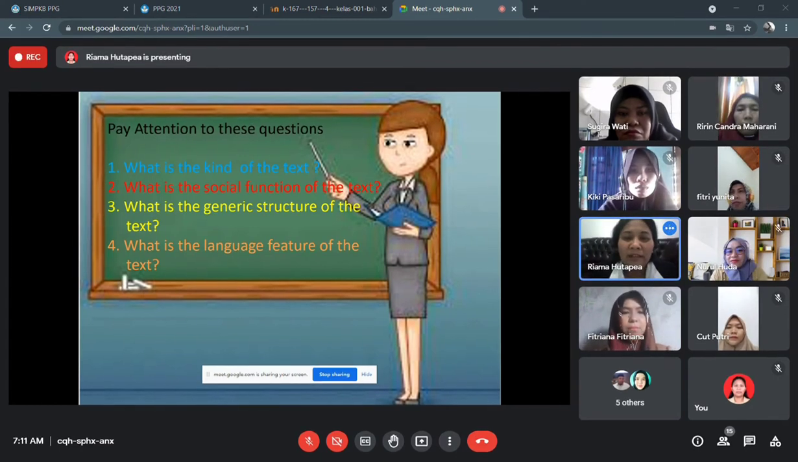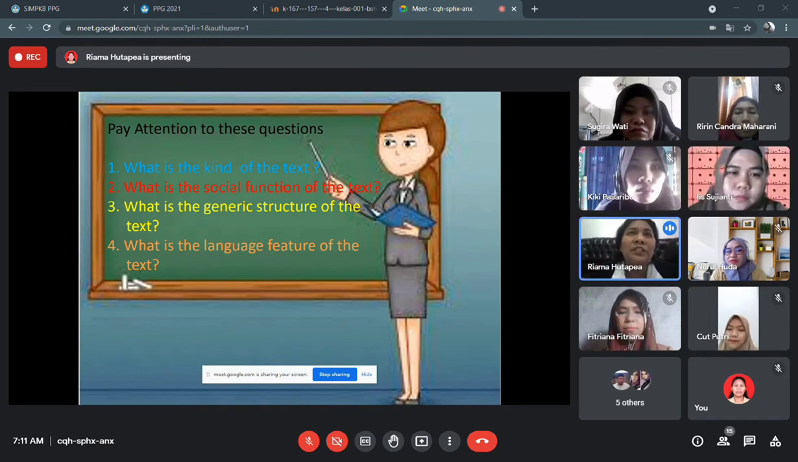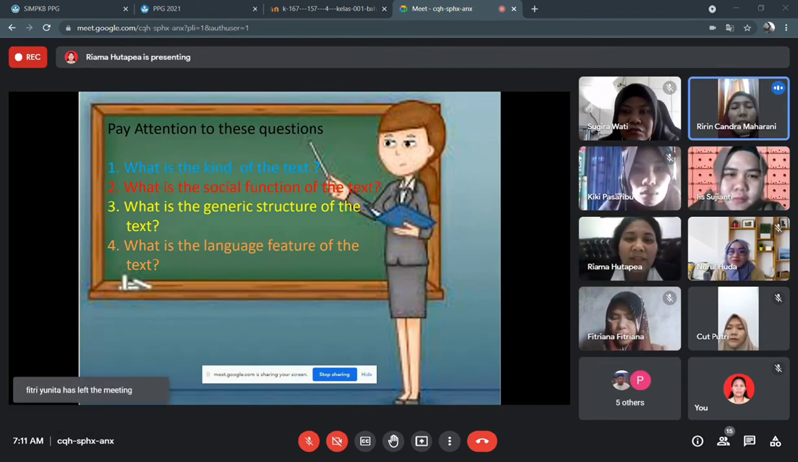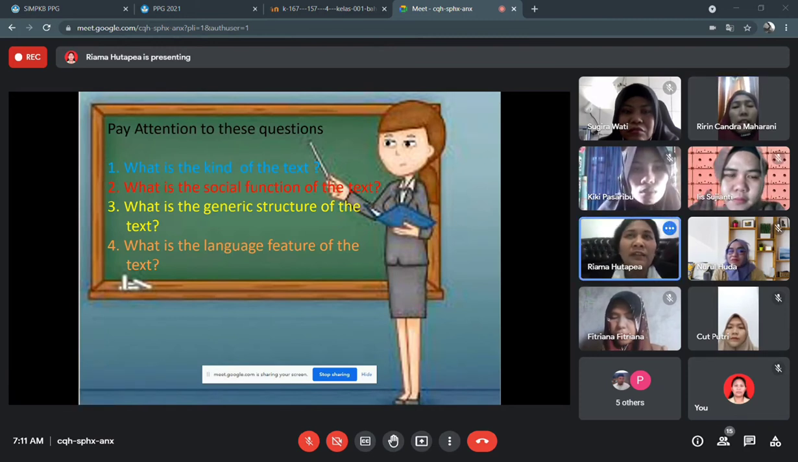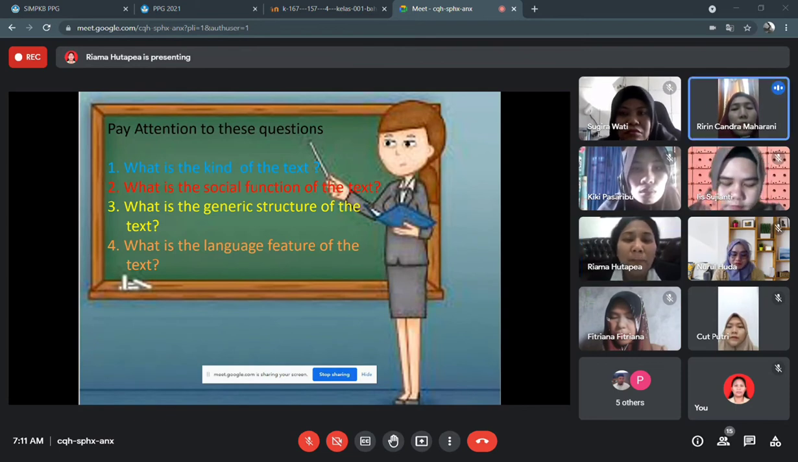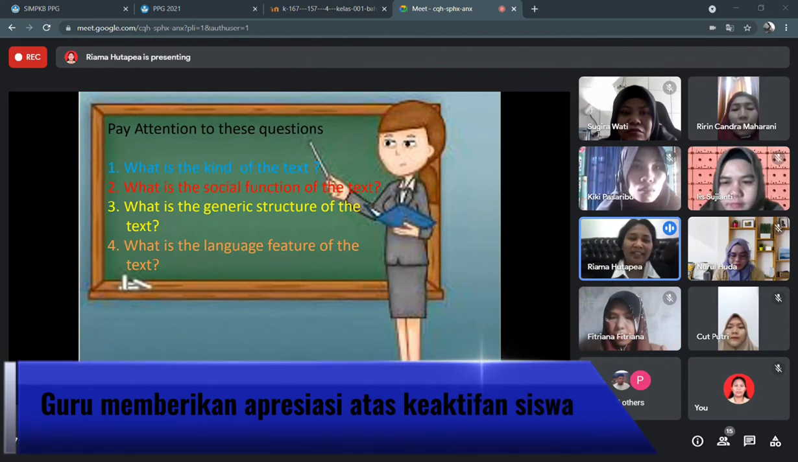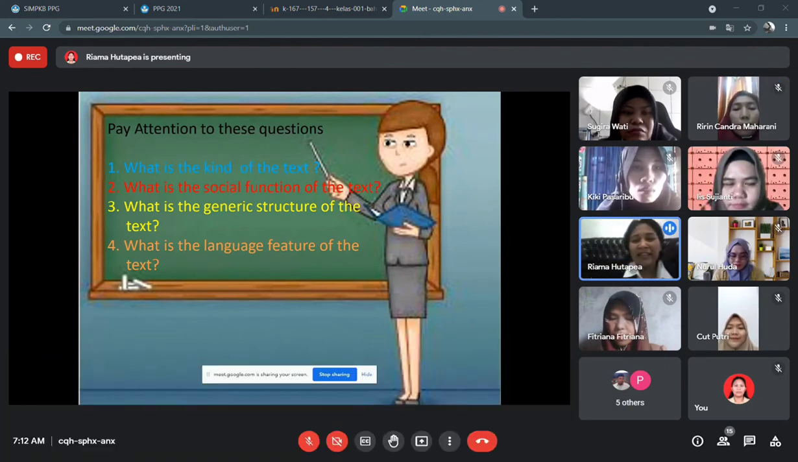Any more question? Okay, I want to ask Iis. Yes, Mam. What purpose of the descriptive text? I don't know, Mam. Ririn. Yes, I can help Iis. Can you repeat the question, Mam? What is the purpose of the descriptive text? Okay, Mam. The purpose is to inform to the readers about what is the Borobudur temple, maybe, yes. Yes, that's good. Very good, Ririn. That's good answer.